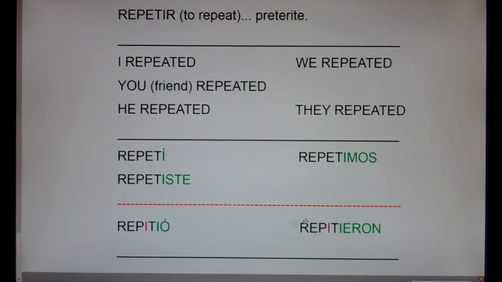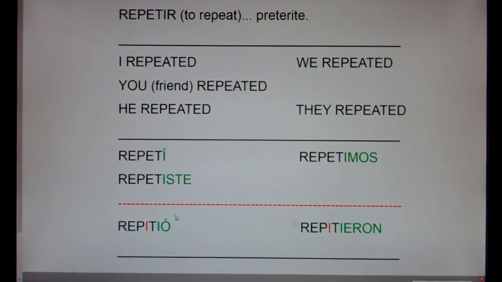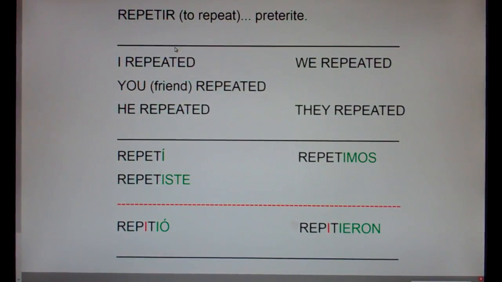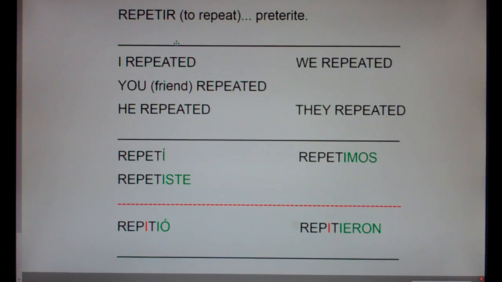In the past tense, it's not all four forms that change. It doesn't look like a boot. It's just these bottom two. It sort of looks like a sandal. Now, here's something to help you remember that. This is true for IR verbs. If it's a boot in the present, it's a sandal in the past. Everybody, if it's a boot in the present, it's a sandal in the past.